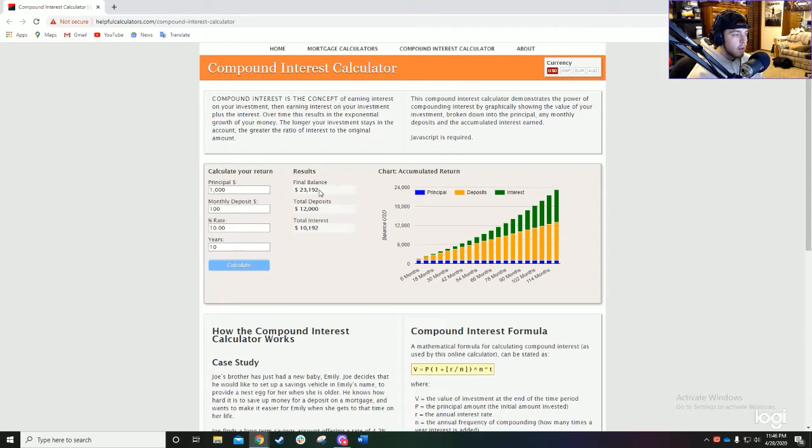This account is worth, at the time, $23,192. You only put in 12 grand. So your money, this 12 grand, literally made you 10 grand. Now this is the beauty of compounding. I'll explain it right here because in a previous take I did it way too late. I kind of missed the point.